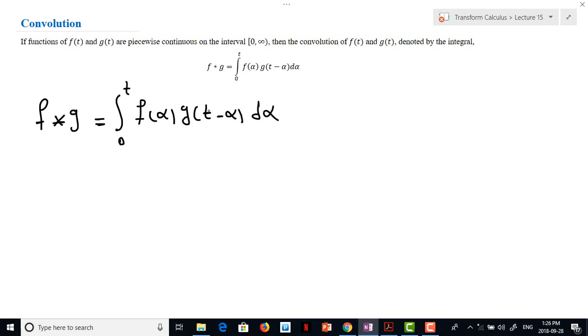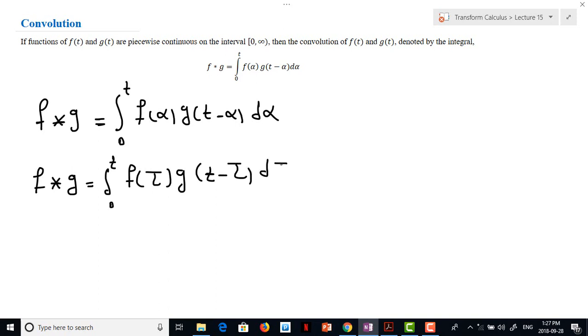If you look at your textbook, it has different notation. It says that the convolution of f and g is equal to the integral from 0 to t of f(tau) g(t minus tau) d tau. It doesn't matter if you use this notation or the alpha notation that I use, but sometimes you mix up t and tau, so it's better to use alpha and t.